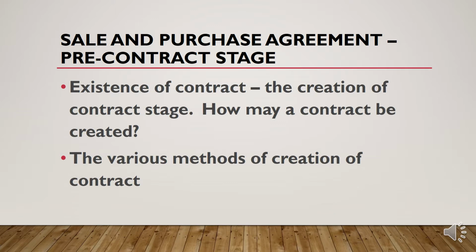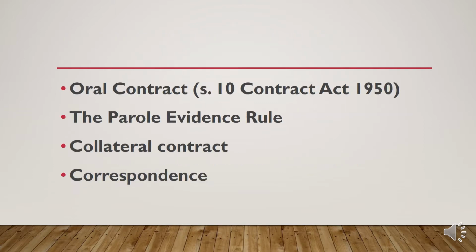So we now move into the pre-contract stage. This is what we call the existence of contract. How is a contract created? What are the various methods that we have in creation of a contract? One of the things we need to look at will be, in Malaysian law, we have the Contracts Act 1950.